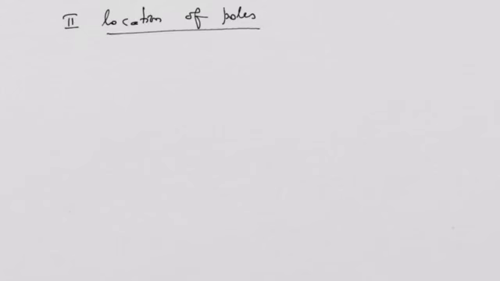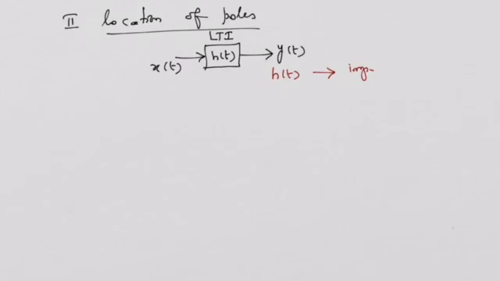for stability analysis. We know that the LTI system accepts an input. h of t is its impulse response. The LTI system is modeled like this. x of t is its input. y of t is its output. What is h of t? h of t is called the impulse response of the system.